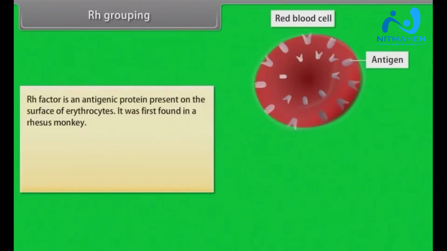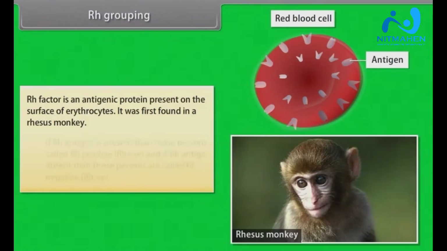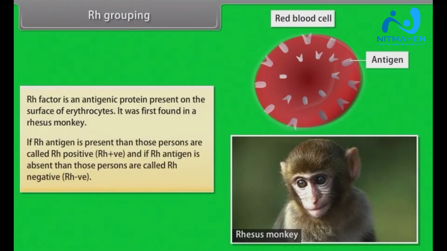RH grouping. RH factor is an antigenic protein present on the surface of erythrocytes. It was first found in a rhesus monkey. If RH antigen is present, then those persons are called RH positive, and if RH antigen is absent, then those persons are called RH negative.